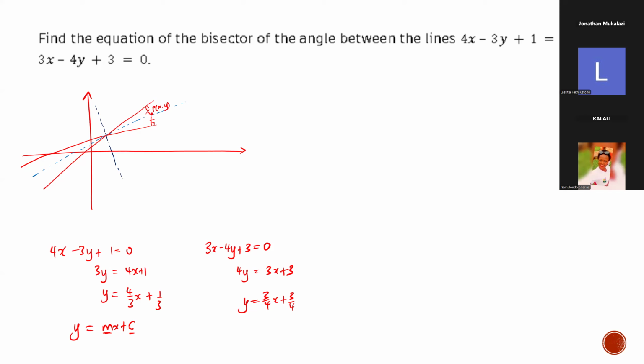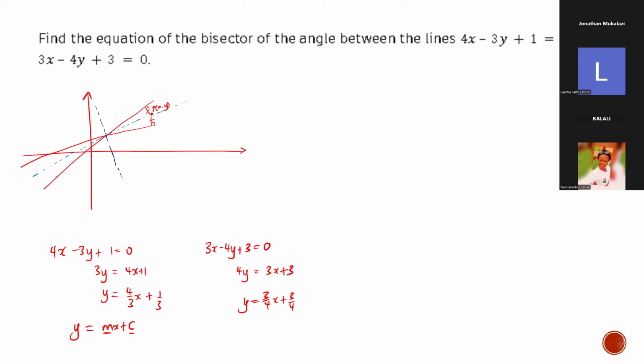Now if it's a positive gradient, that means the line is going to increase as it moves to the right. So both of these are positive, so there's an increase as we move to the right. However, one is more positive than the other. The one with 4/3 is steeper than the one with 3/4. And for the intercepts, again, we can see that this line, 4x minus 3y plus 1 is equal to 0, has an intercept at a third. And the other line has its y-intercept at 3/4. So that's why the lines look like this.